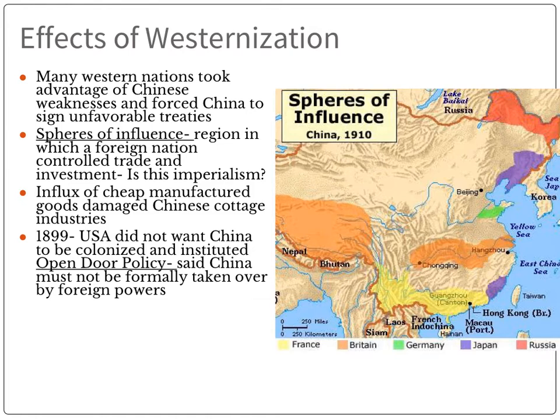A sphere of influence is a region where only a specific country is allowed to trade. So this is China, but you can see on the map in the orange area, only Britain is allowed to trade. In the yellow area, only France is allowed to trade. So they're kind of claiming territory for themselves, but they're not controlling the territory. They're only controlling the economy in that region.